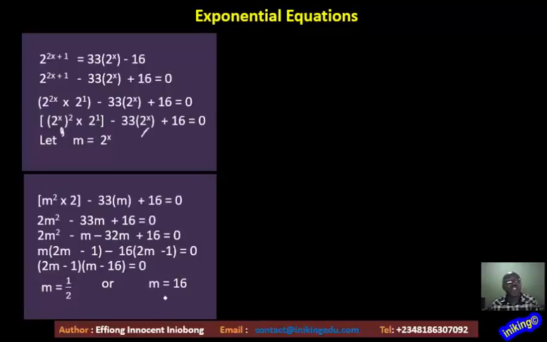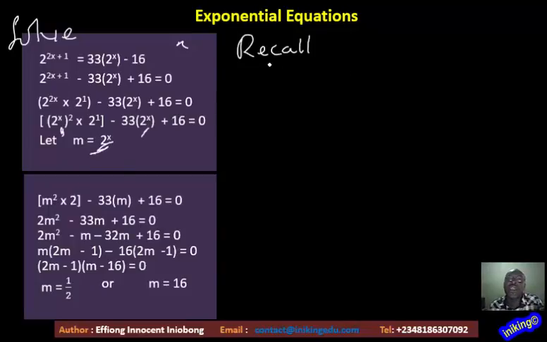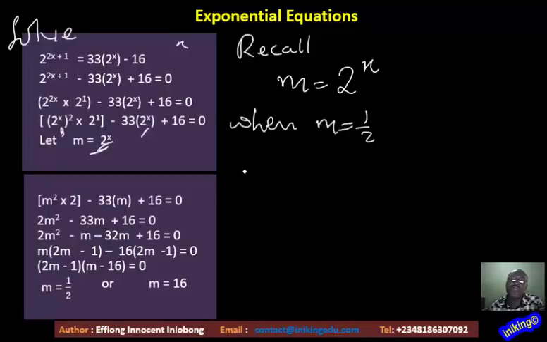Now take note, the question did not demand that we solve for m. If you look at the equation that was given to us, we're supposed to get x. So how do we get our x? We recall that we had earlier said at this point that m is equal to 2 raised to the power x. So when m is half, because we have obtained m as 1 over 2 or 16, we now have to use each of them to find the value for x. So when m is 1 over 2, that means 1 over 2 is equal to 2 raised to the power x.